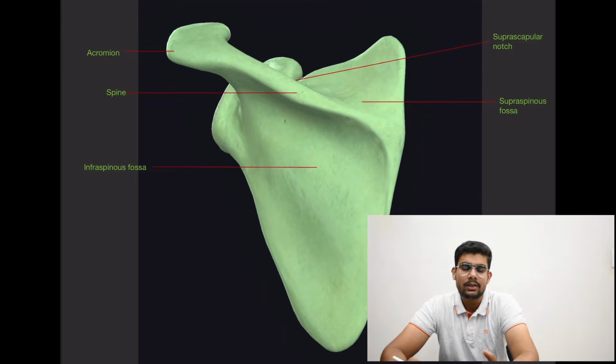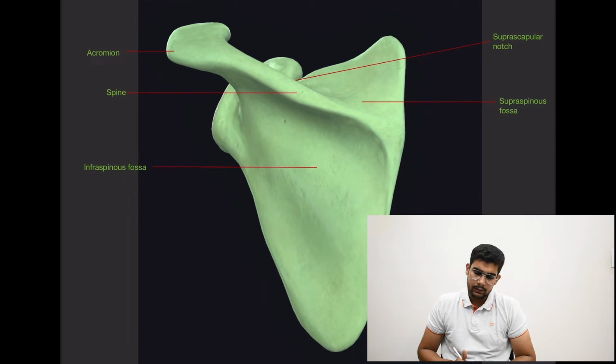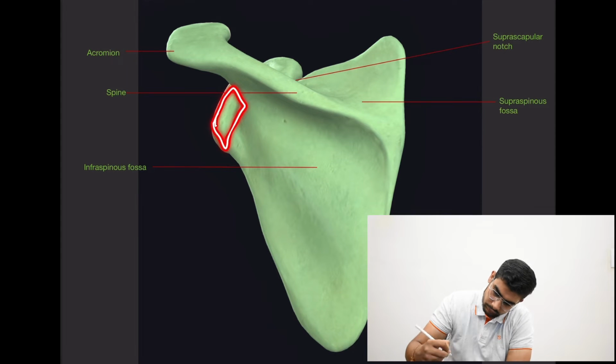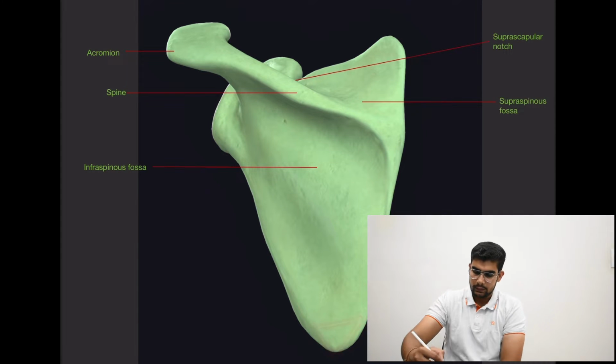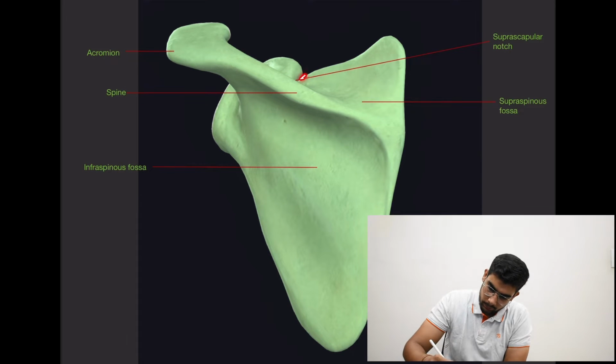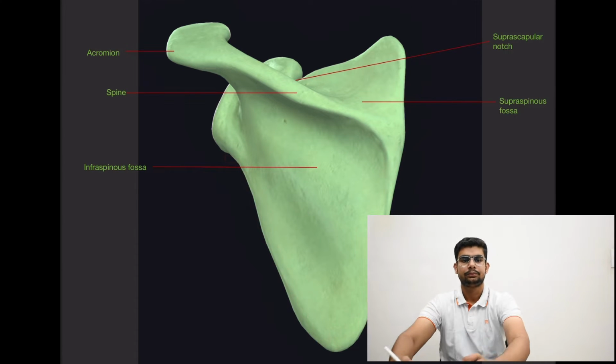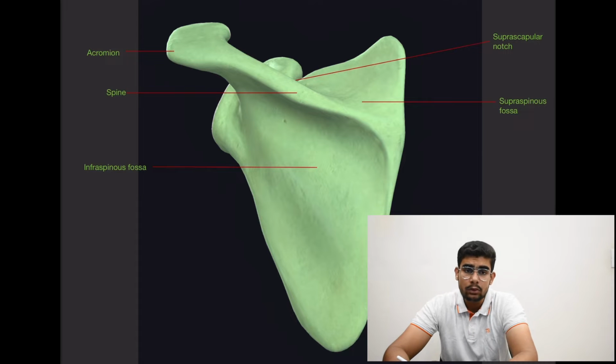So now we will study each bone one by one. First of all, we will start with scapula. It is also known as blade bone. It has 3 borders: upper border, medial border and lateral border. 3 angles: superior angle, lateral angle, inferior angle. The borders are superior border, medial border and the lateral border. It also has 2 surfaces: anterior surface and posterior surface.